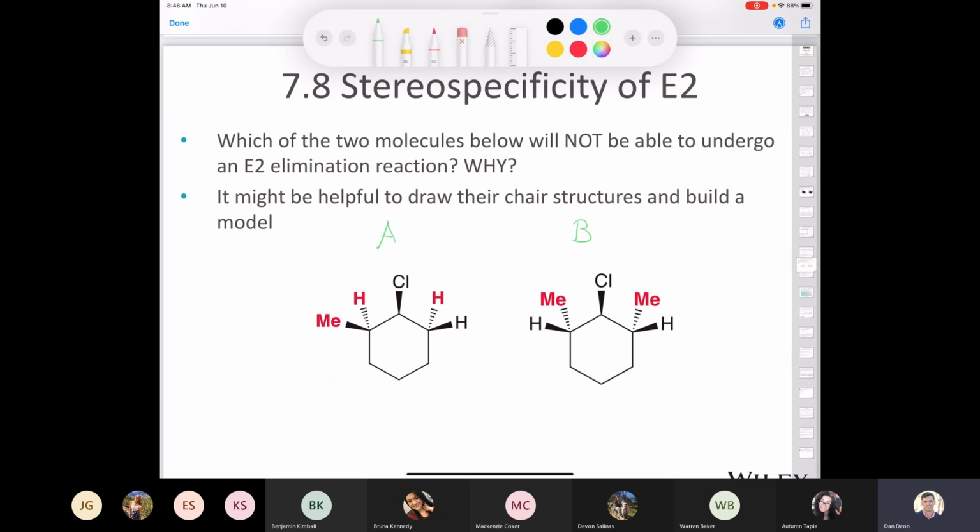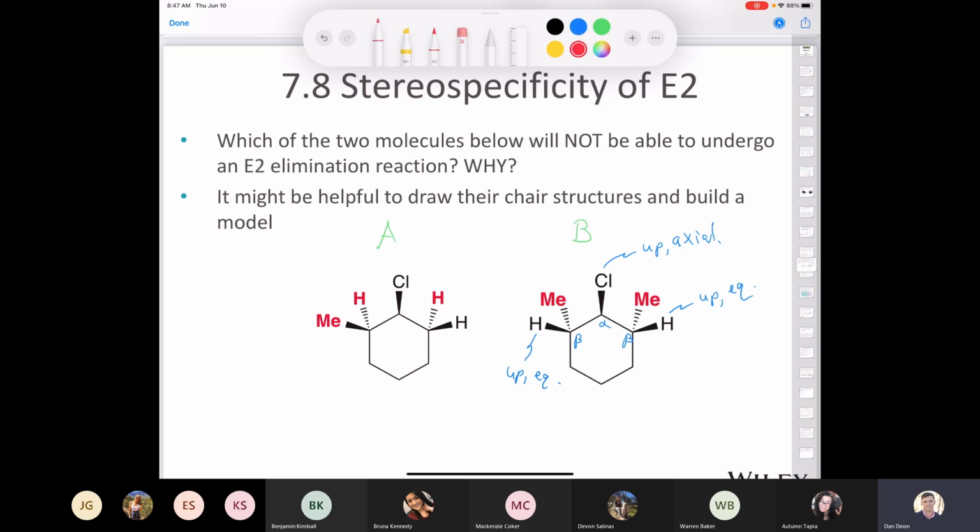Remember the axial and equatorial positions alternate. So if the chlorine here is up and axial, and this is the alpha carbon, I've got a beta carbon here and a beta carbon here. If this hydrogen is pointing up, it's up and equatorial. Remember that the requirement is that the hydrogen also has to be axial and pointing down. So this one is up and equatorial, and you're going to get no elimination whatsoever.